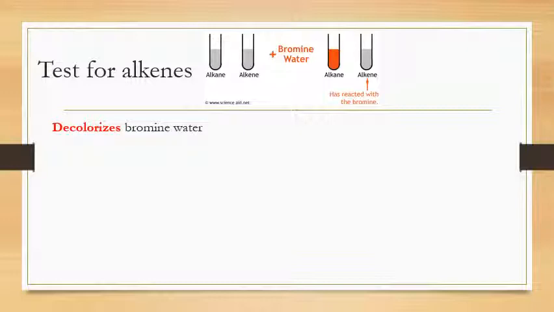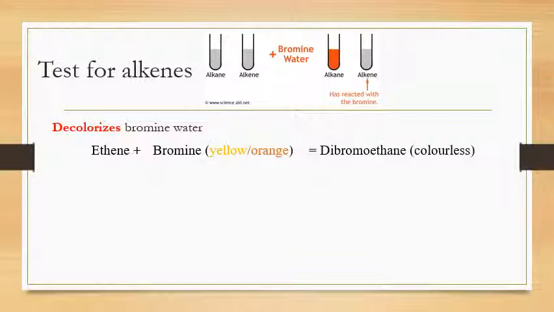Okay, so bromine adds to alkenes without any need of heat, light, or catalyst. There's no need for UV in this example. The reaction is often carried out using bromine water, which is basically bromine dissolved in water. Like in the previous slide, the bromine water is orange, but the product itself is going to be colorless. And basically this is the equation here. Ethene plus bromine, which is kind of yellowy orange, reacts to form dibromoethane, which is colorless.